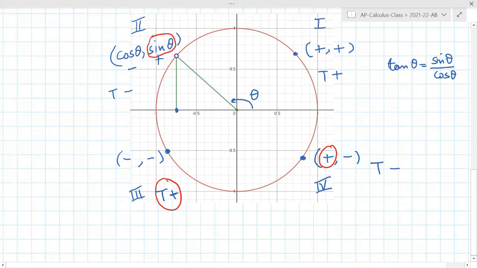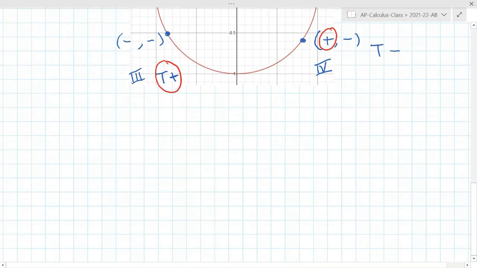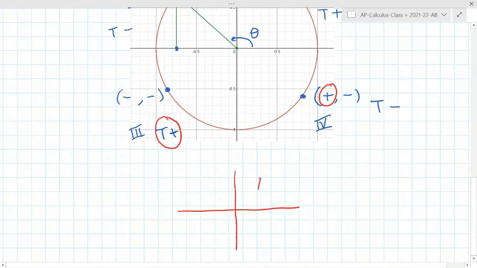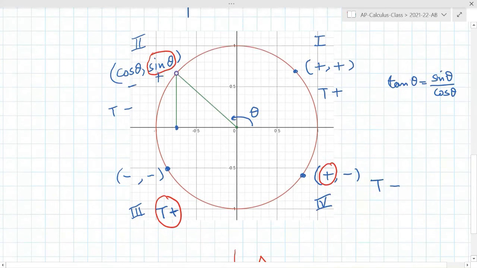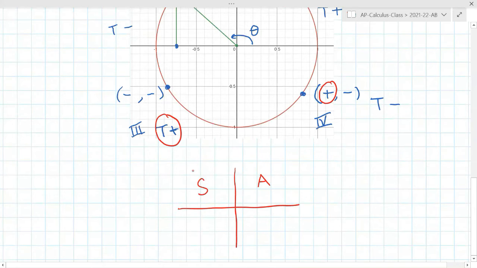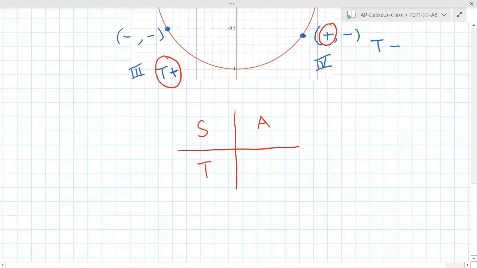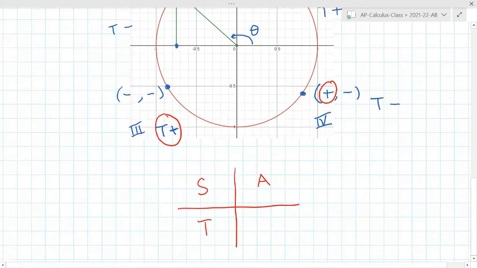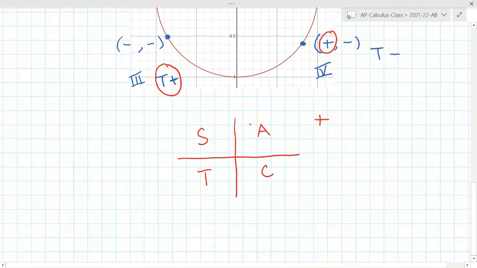So there's an easier way if you want to quickly recall. Here all are positive, so A. Here sine is positive, so S. Here tan is positive, so T. And here cosine is positive, so C. This is which ratios are positive in different quadrants. And if you go quadrant 1, 2, 3, 4, it is A, S, T, C. Correct?